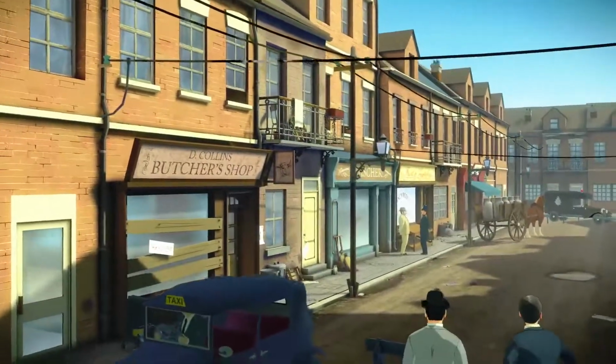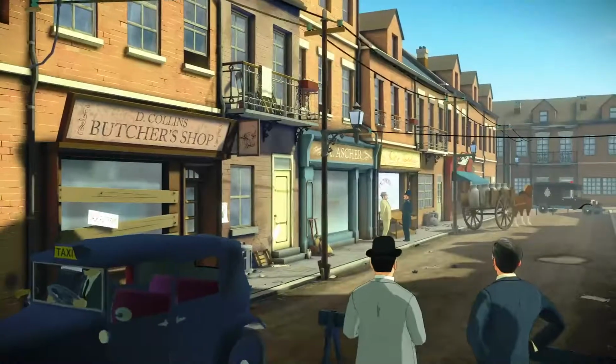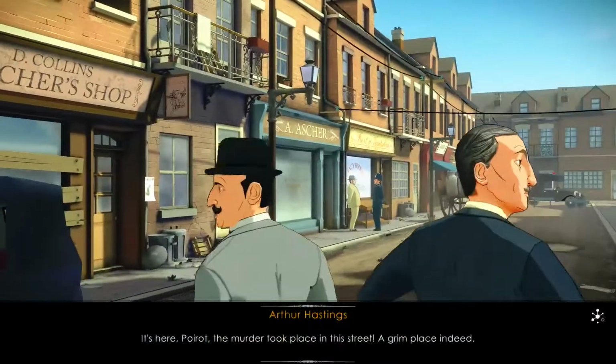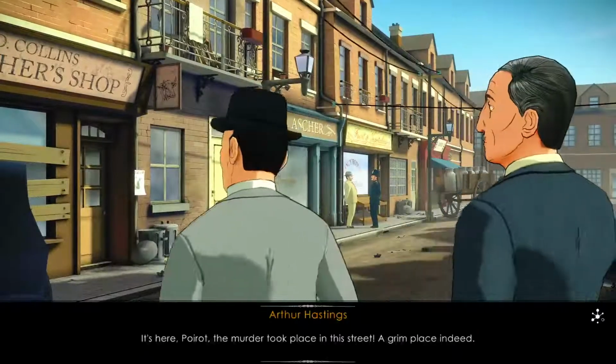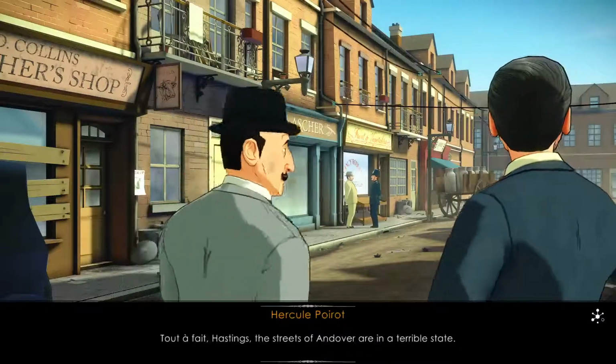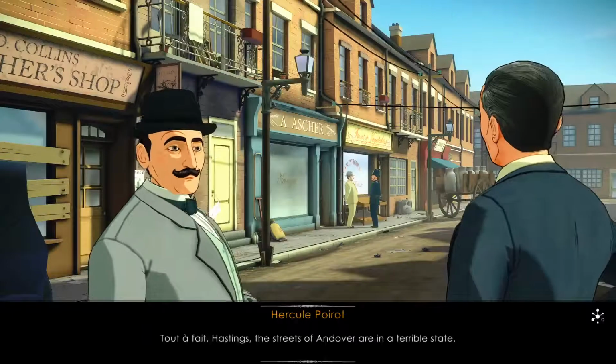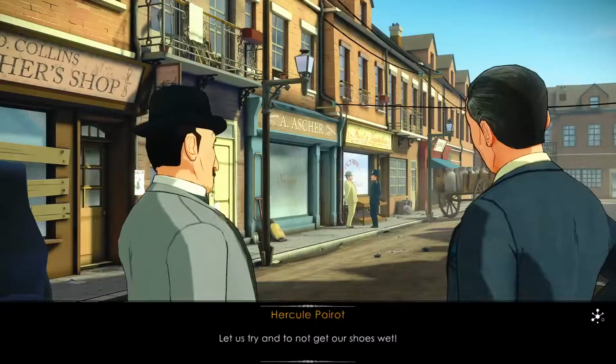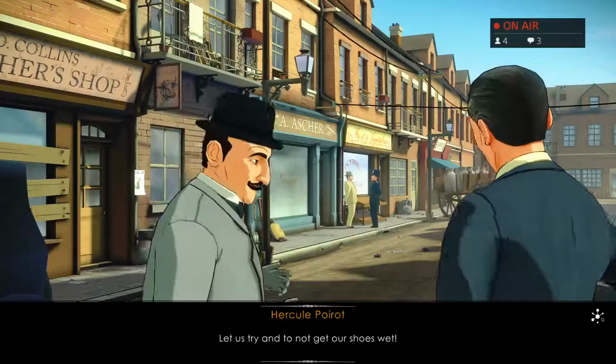Well, close down butcher shop. It's here, Poirot. The murder took place in this street. Grim place indeed. Tout à fait, Hastings. The streets of Andover are in a terrible state. Look, there's Chief Inspector Japp. He's talking with a policeman. Let us try not to get our shoes wet.